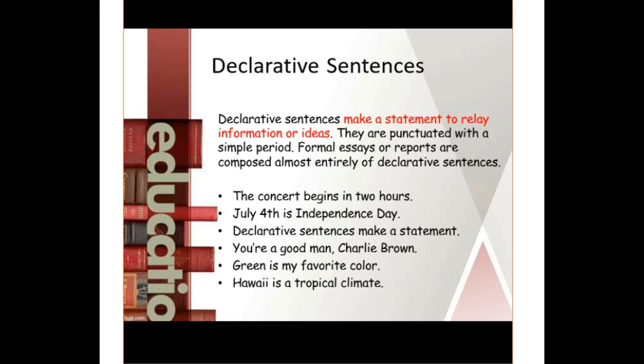For example: The concert begins in 2 hours. July 4th is Independence Day. Declarative sentences make a statement. You're a good man, Charlie Brown. Green is my favorite color. Hawaii is a tropical climate.